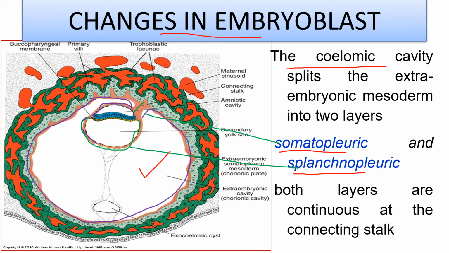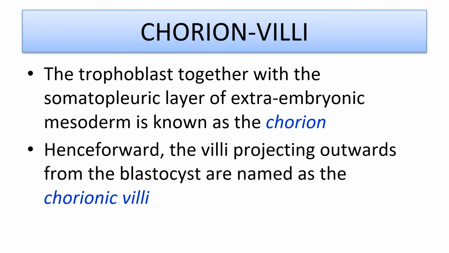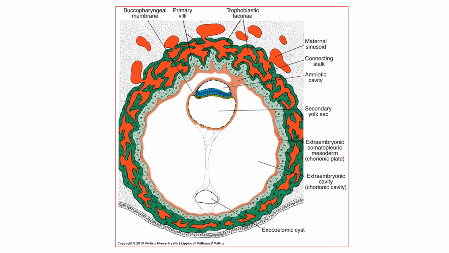Both layers are continuous at one part, that is called the connecting stalk, which will form the future umbilical cord. So we have already seen that the somatopleuric and splanchnopleuric mesoderm have formed, and they are continuous at the connecting stalk. Now we should see the formation of two important membranes.